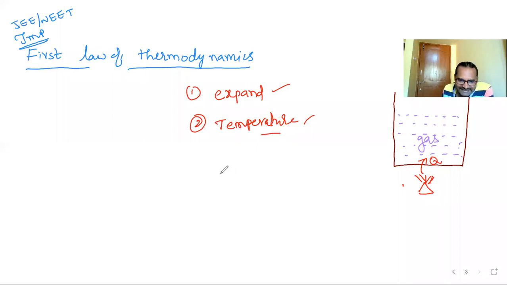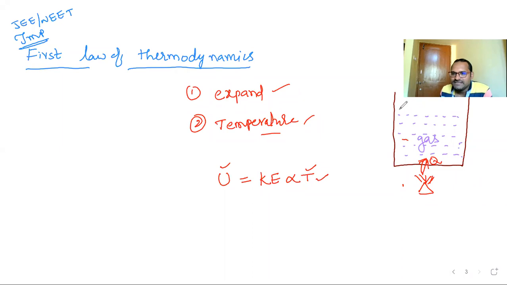We know that the internal energy of a gas is nothing but the kinetic energy of the gas, and we know kinetic energy depends upon temperature. Already I informed you. Means if the temperature of a gas increases, the internal energy of the gas increases. Means by supplying some heat energy to the gas, we are increasing the internal energy of the gas.